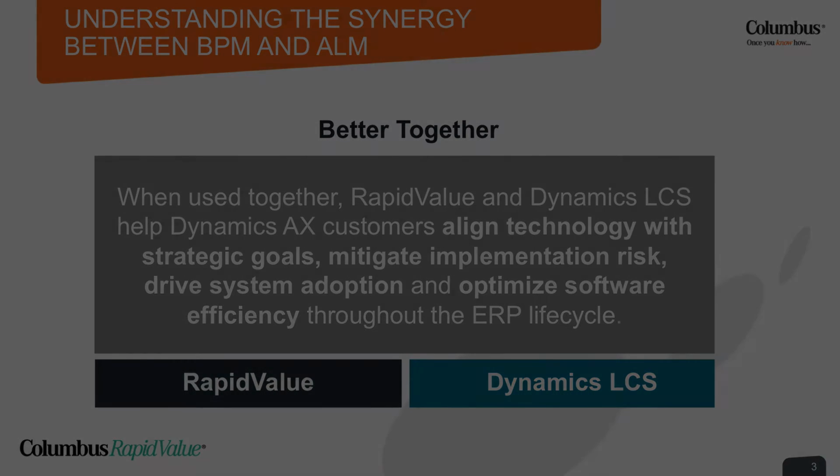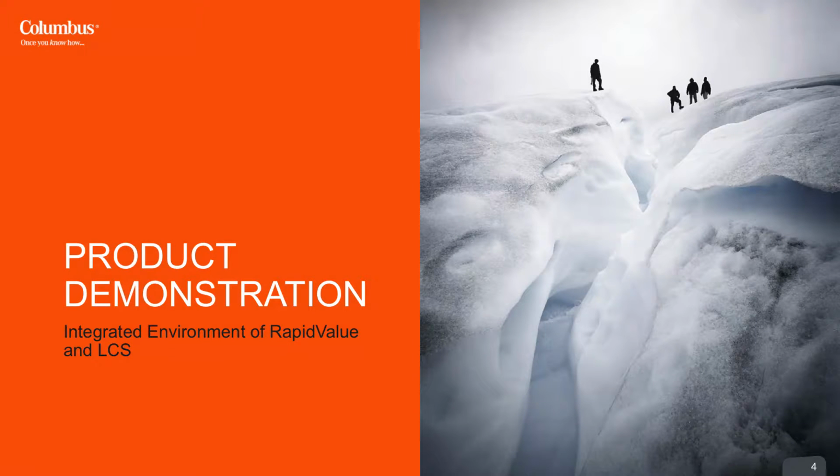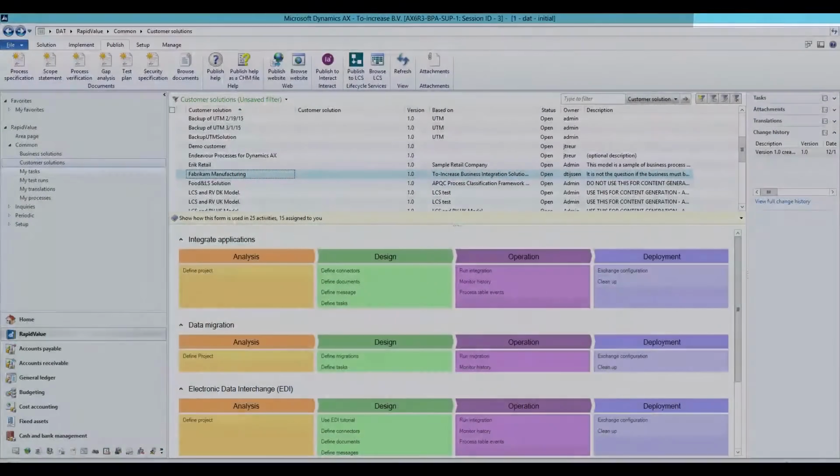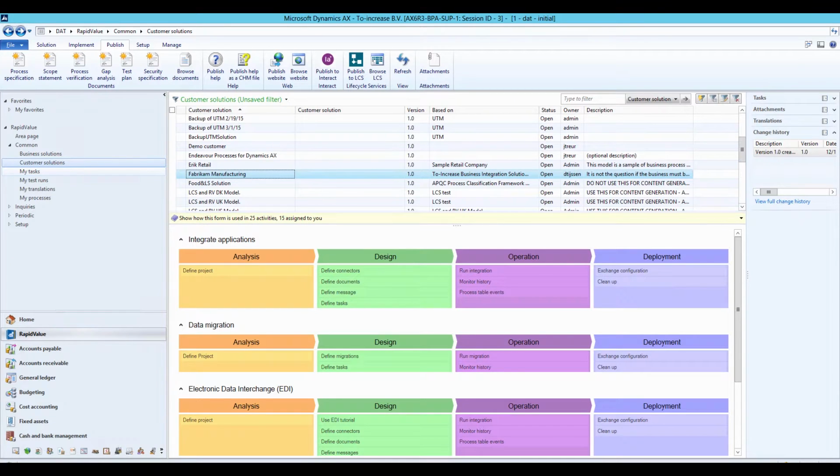Better together. Let's take a look at how RapidValue can support an integrated flow with Lifecycle Services to create an end-to-end scenario from a business process management point of view, all the way from defining the model and managing the business process model in RapidValue into LCS. So now let's continue our journey exploring LCS and RapidValue as two powerful solutions for Dynamics AX.